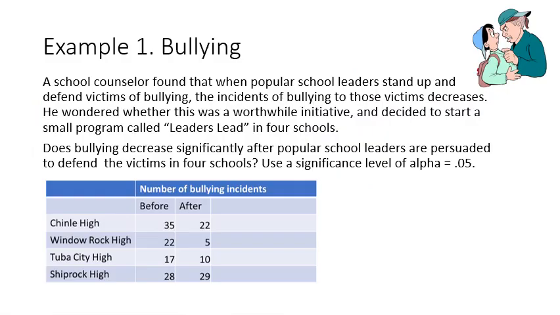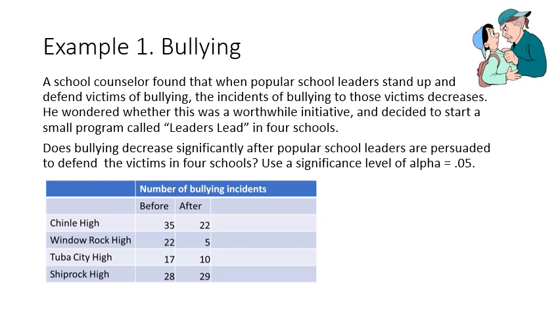So back to our bullying example. We're going to go through the whole example here and just finish it through, but we're going to do it kind of quick, because we'll have more examples later. The research question, going all the way down to the second paragraph here: does bullying decrease significantly after popular school leaders are persuaded to defend the victims in four different schools? And we'll use a significance level of alpha as 0.05.